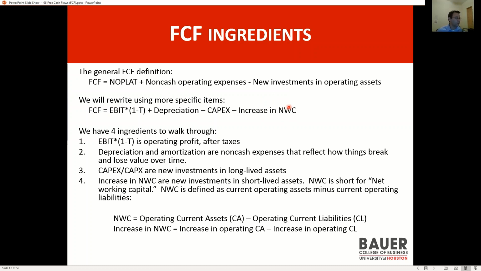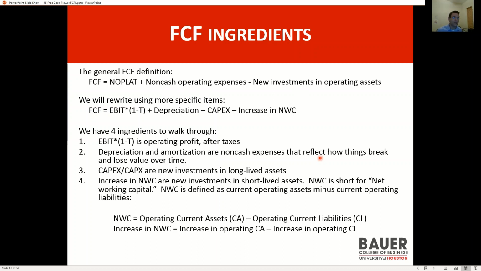Okay, so we're going to walk through each of these 4 ingredients in detail, do examples for each of them to make sure we're on the same page. Okay, so EBIT is our operating profit. Depreciation and amortization are non-cash expenses. Big picture, what they're doing is they're reflecting the loss in value of stuff, right?